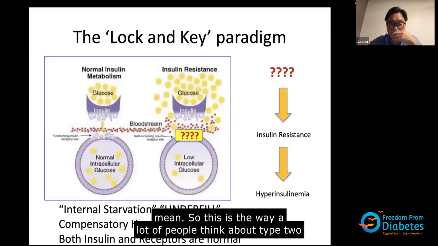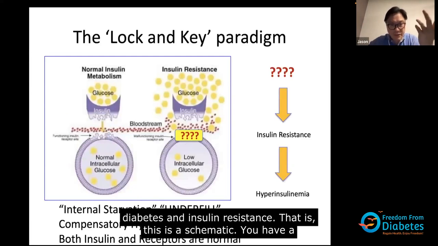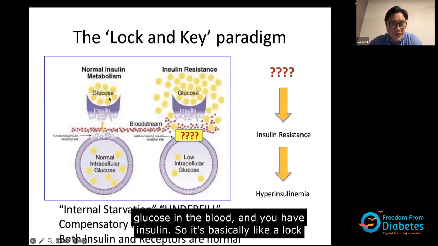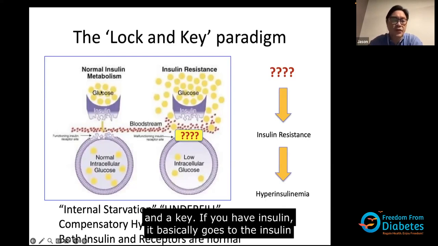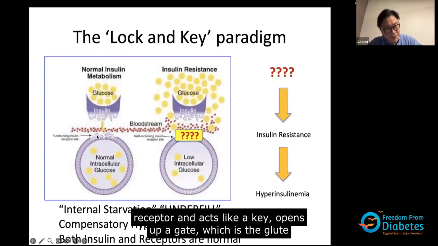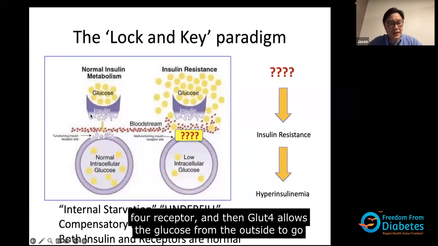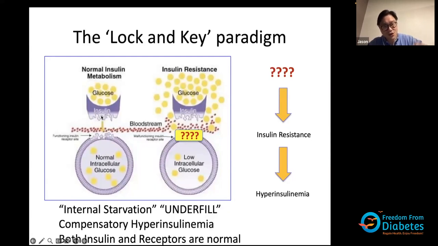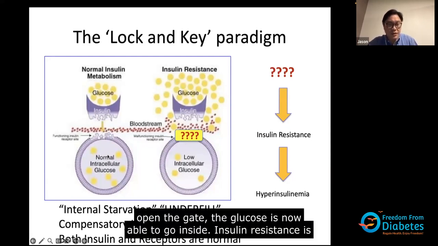So this is the way a lot of people think about type 2 diabetes and insulin resistance. This is a schematic. You have a cell here. You have a certain amount of glucose in the cell. You have glucose in the blood, and you have insulin. So it's basically like a lock and a key. Insulin goes to the insulin receptor and acts like a key, opens up a gate, which is the GLUT4 receptor, and then GLUT4 allows the glucose from the outside to go in. So it's sort of like a gate. Insulin acts like a key. You open the gate, and the glucose is now able to go inside.